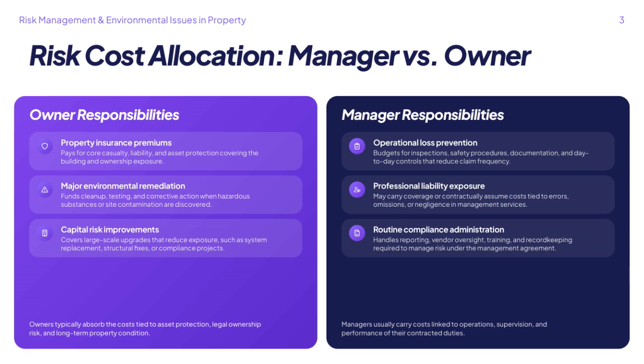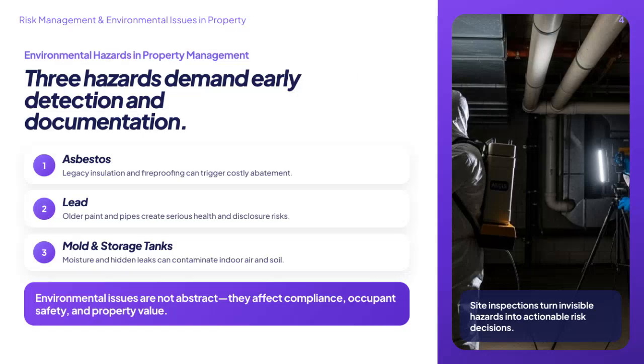They are responsible for routine compliance administration, which includes reporting, overseeing vendors, providing training, and keeping records needed to manage risk under the terms of their management agreement. So, managers usually bear the costs connected to operating, supervising, and fulfilling their contracted duties. Understanding these roles clearly helps us allocate risk costs accurately and ensure both owners and managers manage their respective exposures effectively.